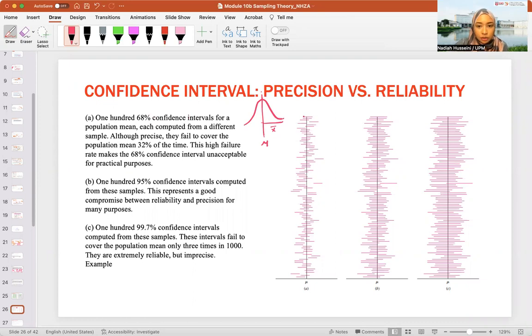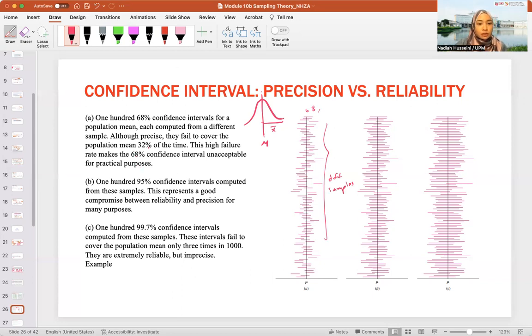You can see that they're fairly short, it's 68%. Each is computed from a different sample. These are all different samples. The first sample overlaps the mean. The second sample overlaps. The third sample overlaps. The fourth sample does not overlap with the mean. It happens. So although precise, because they're fairly short, they fail to cover the population mean 32% of the time. This high failure rate makes a 68% confidence interval unacceptable for practical purposes.